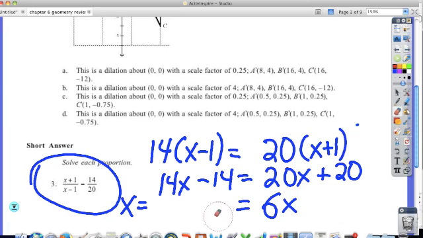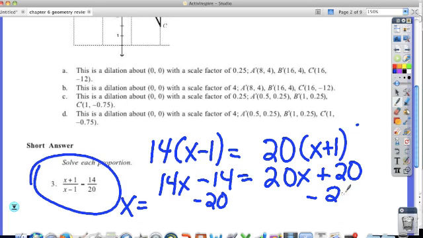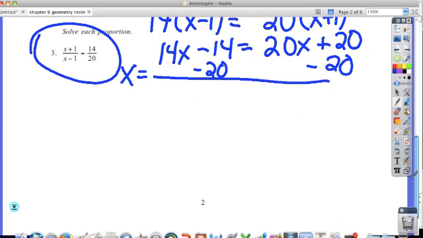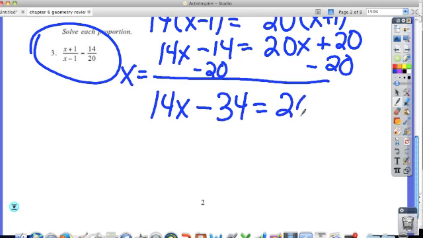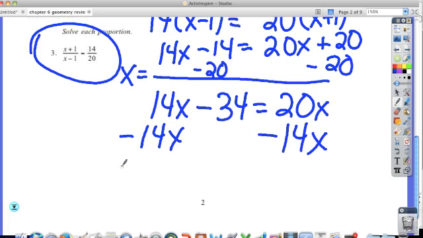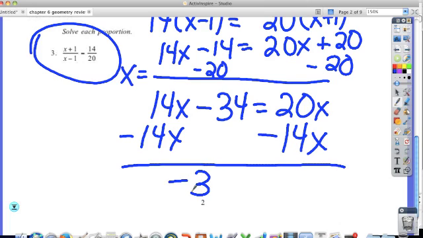Because if it's any consolation, I was starting to think, this answer is not going to work. So that's what happens when I do 2 things at once. So I'm not going to do that. I'm going to subtract 20 from both sides. See what happens when I don't show my work? And I'm going to get 14x minus 34 equals 20x, right? Okay, and then I'm going to subtract 14x from both sides. This is why I need to do all of my steps.